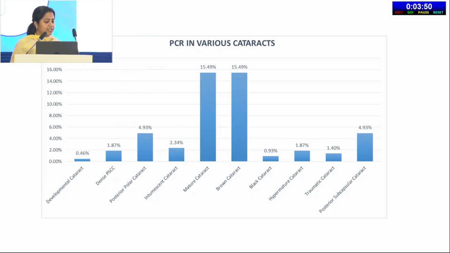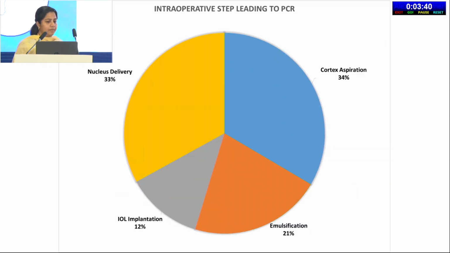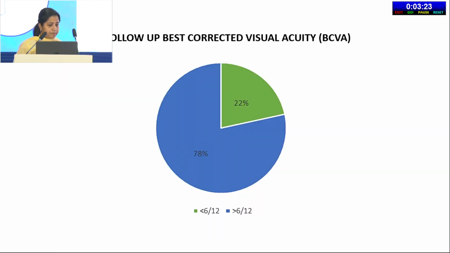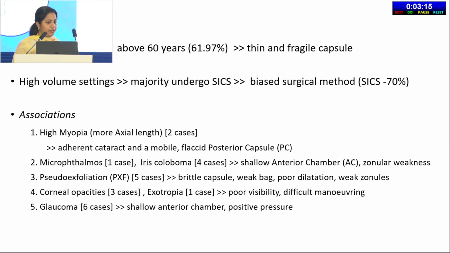PCR in various cataracts was mostly seen in mature cataracts, brown and black cataracts, and others being hypermature, traumatic, dense posterior subcapsular cataracts and posterior polar cataracts. These are the intraoperative steps leading to PCR. 34% was seen during cortical aspiration, and 33% during nucleus delivery, and 21% during phacoemulsification, and 12% during IOL implantation. About 79% had vitreous disturbance, and 21% did not have any vitreous disturbance. And the follow-up visual acuity was better than 6/12 in about 78% and worse than 6/12 in 22%.